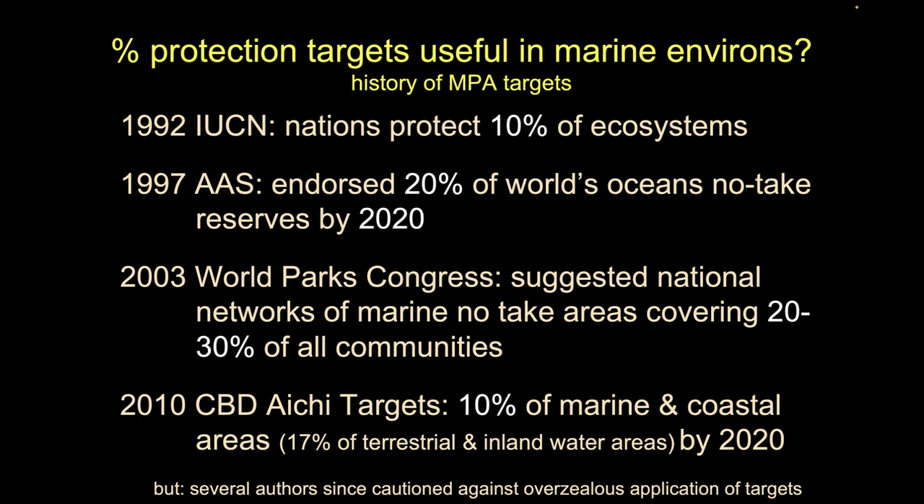We have then the Convention on Biodiversity met in Aichi, Japan, and in 2010 they reinforced the 10% of marine and coastal areas, but they upped the terrestrial protection targets to 17%.